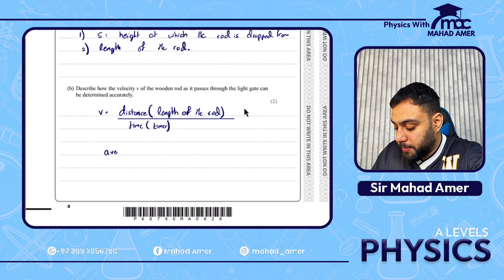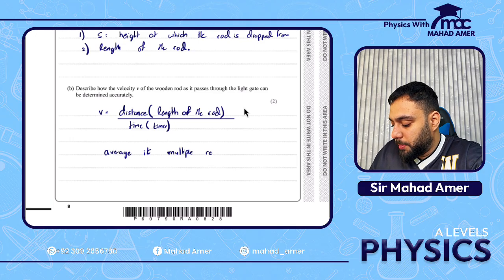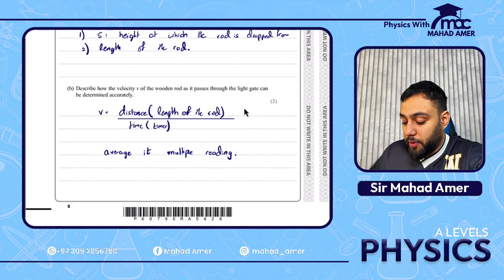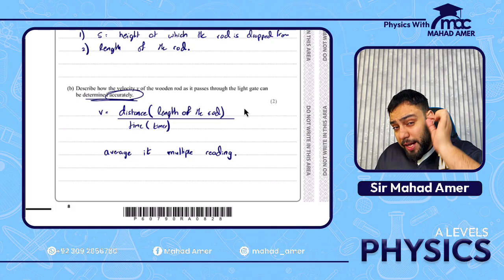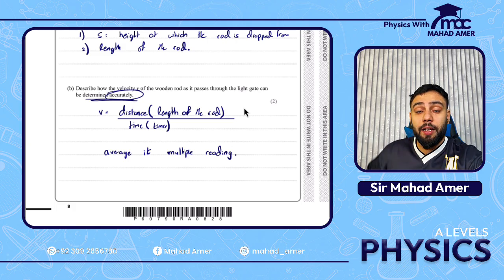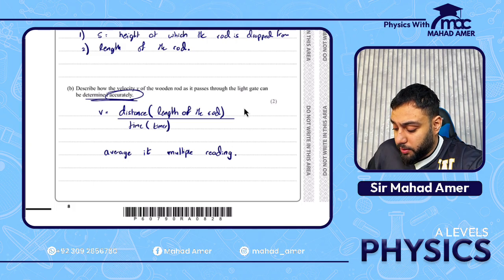I can just do that, but that would only give me one mark. I have to average it, so average it with multiple readings. Always remember, in such a question where you have to determine the value accurately, you need to analyze what is to be done to make it more accurate. In this case, that is going to be averaging.